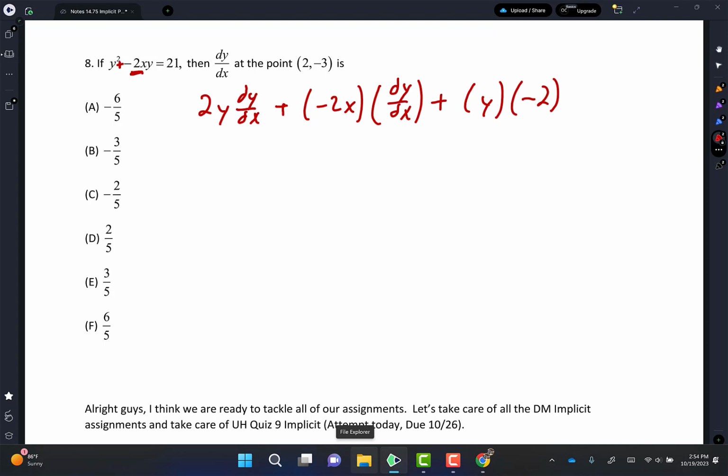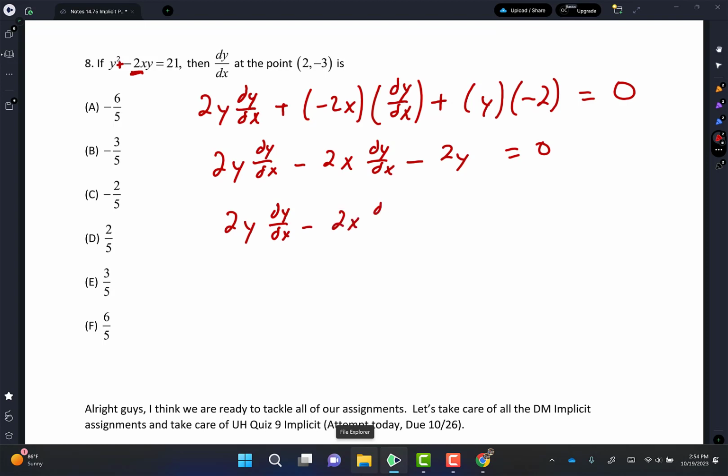And then you don't have to worry about distributing anything. Equals, what's the derivative of 21? 0. You're done with calculus. That's it. It turns into a game of algebra. So hopefully you'll notice that your algebra is going to get better because of all this algebra that we're doing. -2x dy dx minus 2y equals 0. Whatever doesn't have a dy dx, move it to the right, so it just looks like one term. 2y dy dx minus 2x dy dx equals 2y.